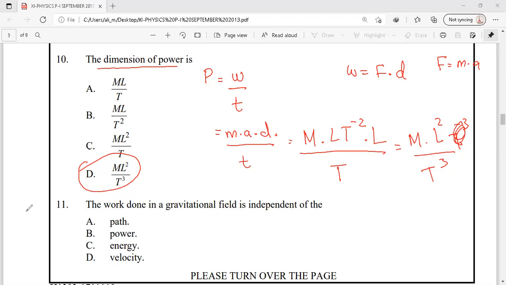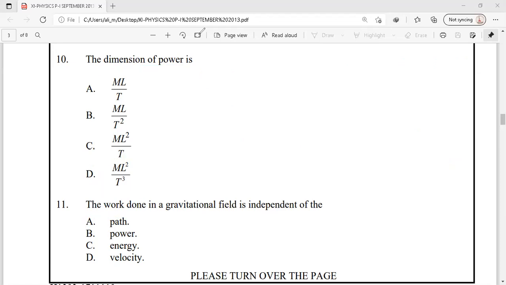Question number 11, the work done in a gravitational field is independent of path. So whatever path we take, the amount of work done in the gravitational field always remains the same. So this type of work done is always independent of the path. So option A is the right answer. Let's move to our question number 12.